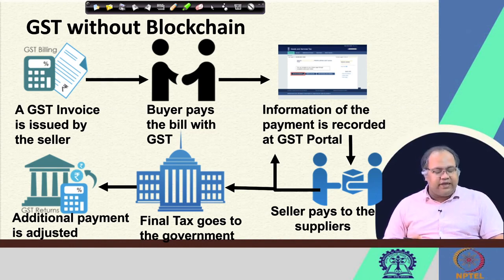So, typically a GST invoice is issued by the seller, and the buyer pays the bill with GST, and the seller registers that information to the GST portal. And finally, the seller pays it to the supplier who has supplied the raw material. Then they also pay the GST and put it up in their portal, register that information, and that way the final tax goes to the government.